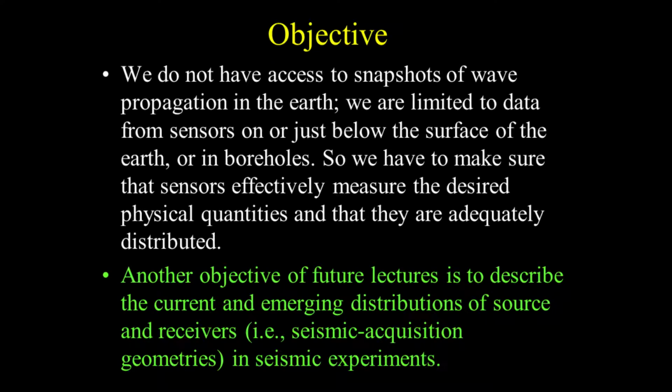We do not have access to snapshots of wave propagation in the Earth. We are limited to data from sensors on or just below the surface of the Earth, or in boreholes. So we have to make sure that sensors effectively measure the desired physical quantities, and that they are adequately distributed. Another objective of future lectures is to describe the current and emerging distributions of sources and receivers, that is, seismic acquisition geometries in seismic experiments.